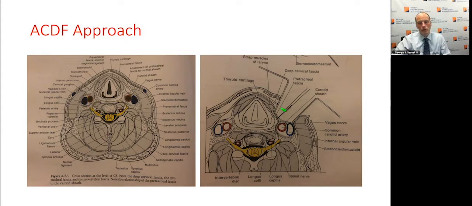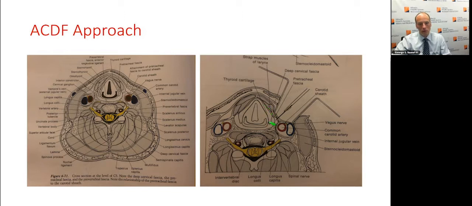So we make a left transverse incision, we raise up platysmal flaps, we find the omohyoid. The omohyoid, if I'm going to go below the C5 body, so if I'm going to do a C5-6 or C6-7 disc, I will go medial and inferior to the omohyoid. If I'm going to go above to C4-5, C3-4, I'll go lateral and superior.